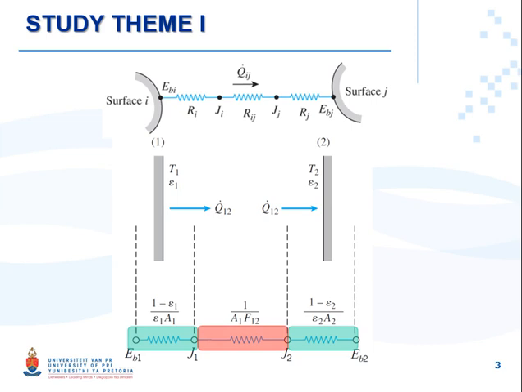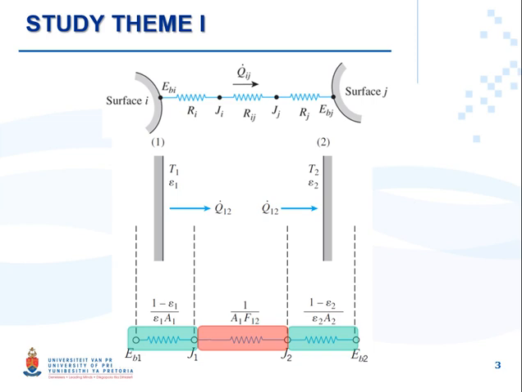We talked about it. EB1 is the emissive power of the black body at the temperature of surface 1. J1 is the total radiation energy leaving surface 1. J2 is the radiation leaving the entire surface 1 that strikes surface 2. And EB2 is the emissive power of the black body at the temperature of surface 2.